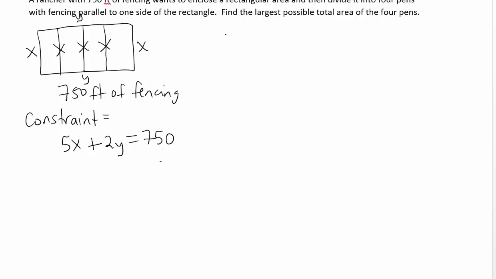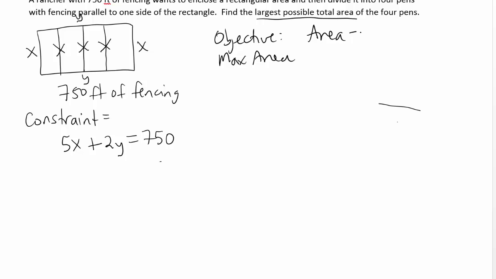Now, the objective function is the thing that you are trying to maximize or minimize. And in this particular problem, we're trying to find the largest possible total area. So that means we're trying to find the maximum area. So my objective function should be an area formula.